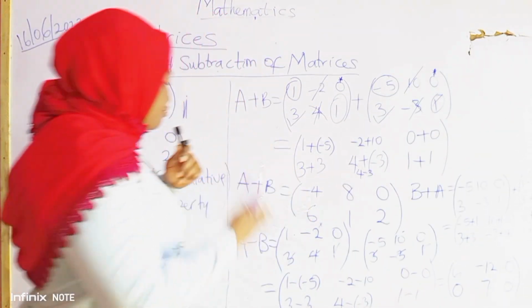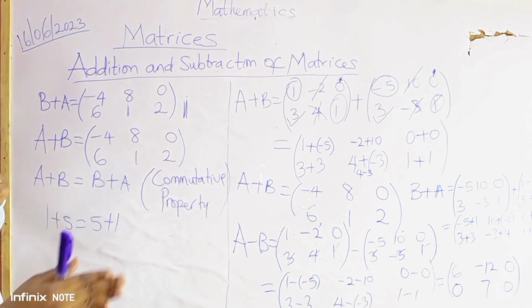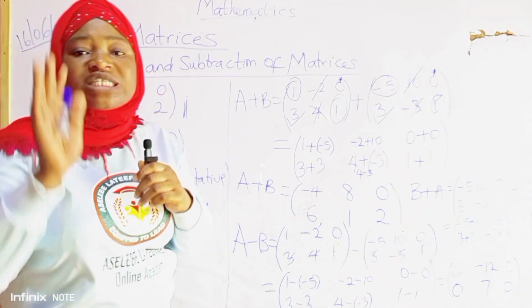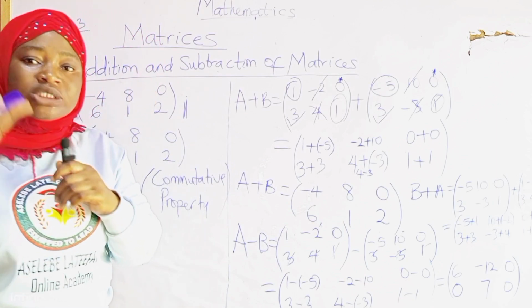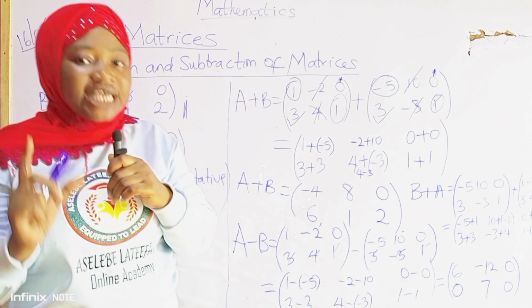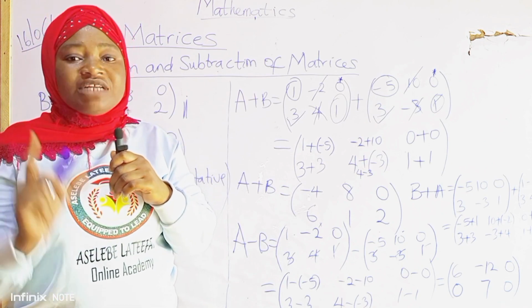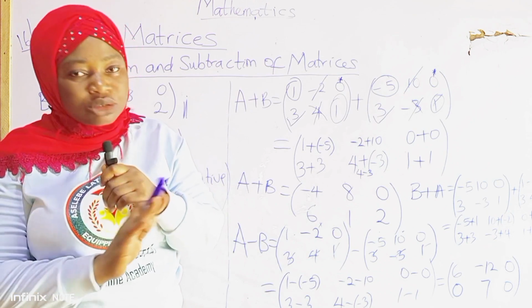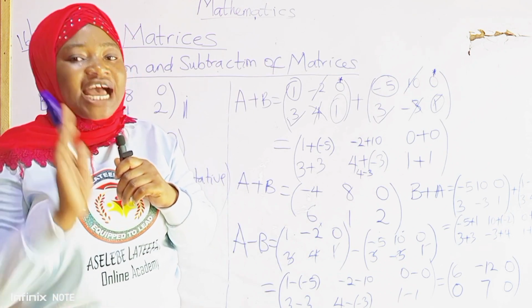So you can perform it for 3 by 3, 4 by 4, 4 by 3. Just make sure those matrices that you want to add are of the same order. If they are not of the same order, that means they cannot be added or subtracted from one another.